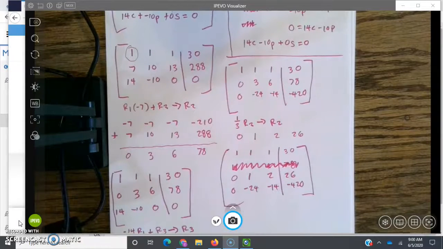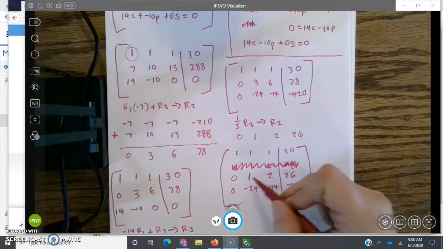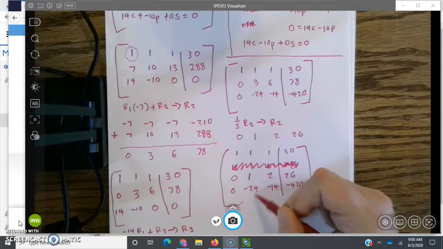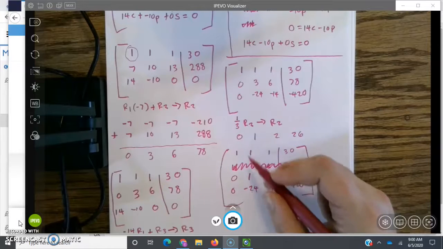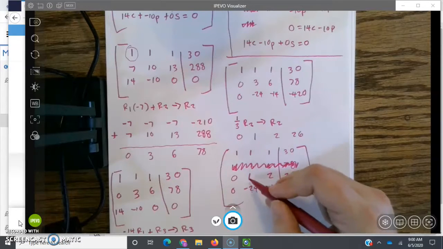Okay, sorry about that. So we have our new matrix here. Now we have a 1 in this position. Now under the 1, we want to have a 0, and above the 1, we want a 0 too. So we can use this row, row 2, to make zeros.